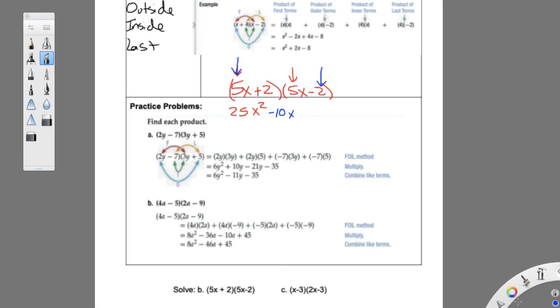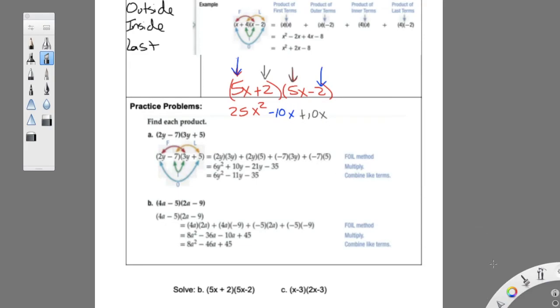And then I'll go with gray here. So now we have inside. So we just want the ones that are closest to the middle here. So we have 2 and we have 5x. So 2 times 5x, we get positive 10x.